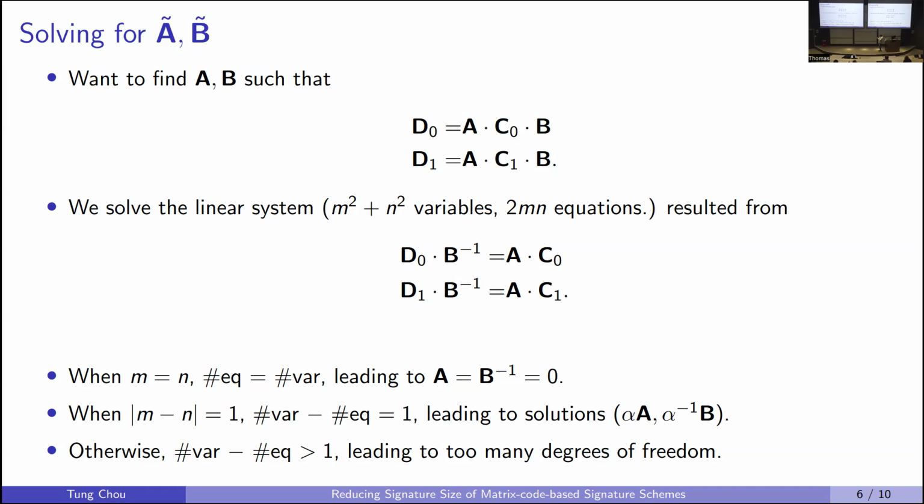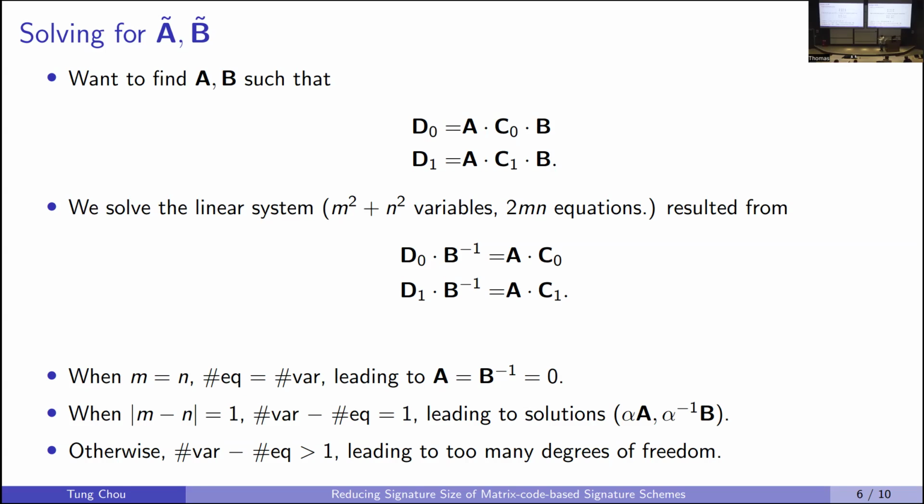Okay, so the next case is when m and n differ in only 1. In this case, the number of variables will be 1 more than the number of equations. And this will lead to a solution space like alpha A times alpha inverse B. And although it seems that we have multiple solutions, actually all these solutions, well, non-trivial solutions, will lead to the same isometry. Okay, so this is actually good.